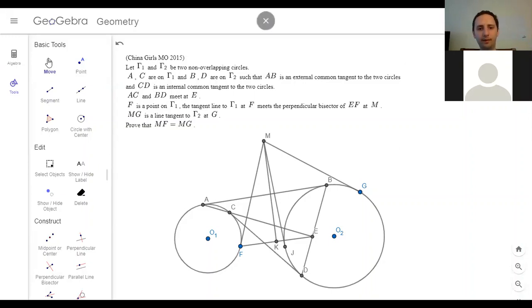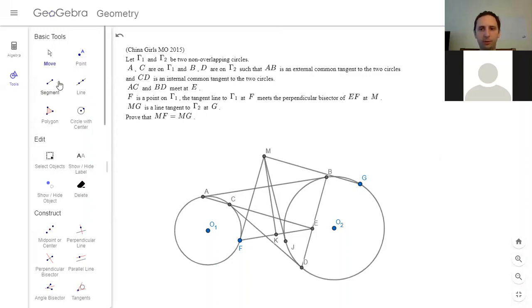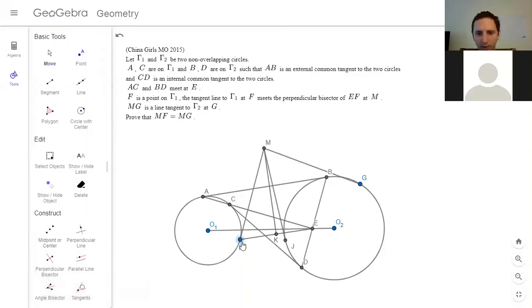So wherever F is, saying that M has the same power. And E, yeah, it's interesting. Are O1, E and O2 collinear? Let's see, maybe they are. It looks like it.